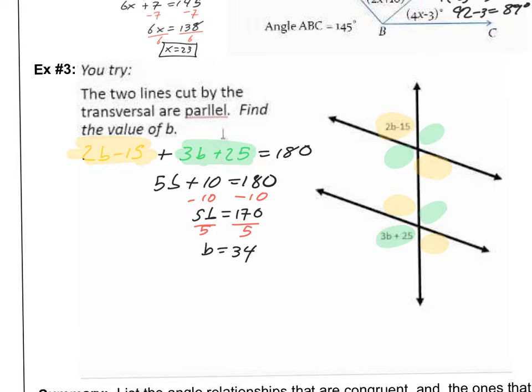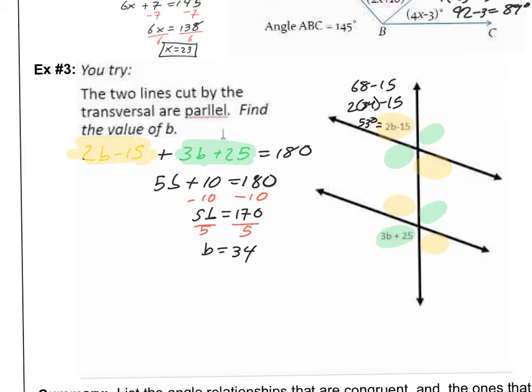So 2 times 34, let's see, that would be 2 times 34 minus 15. Well, 2 times 30 is 60, 2 times 4 is 8, so this is really like 68 minus 15. And 68 minus 15 is 53. Okay, so this one actually looks right, because this looks like it's an acute angle, so it's got to be less than 90. So 53 degrees actually makes sense here.